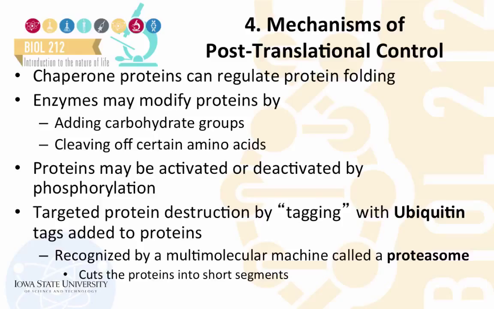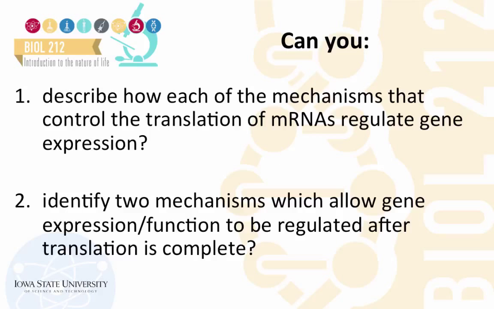The activity of already made proteins can also be regulated by destroying them through the process of tagging with ubiquitin tags. This prevents proteins from performing a role when they are not needed. These ubiquitin tags are recognized by a multimolecular machine called a proteasome, which cuts the proteins into short segments, which can then be reused or recycled to build new proteins. So the proteasome acts as a sort of waste processing unit that keeps digesting proteins that are not needed inside the cell any longer. This concludes the section on regulation of translation.